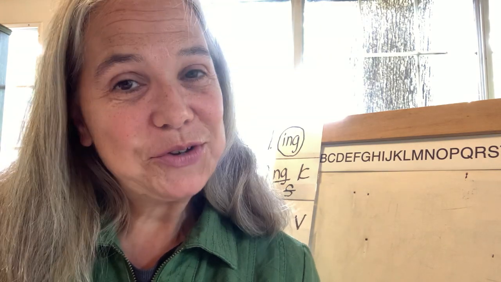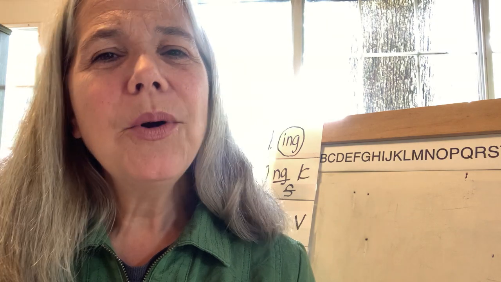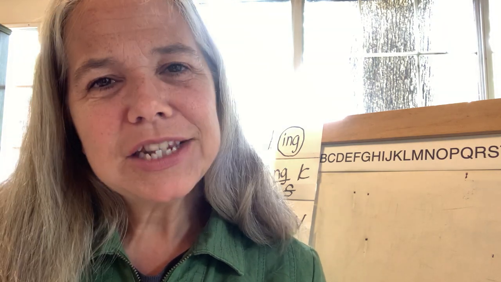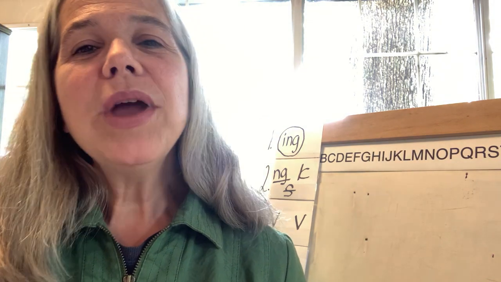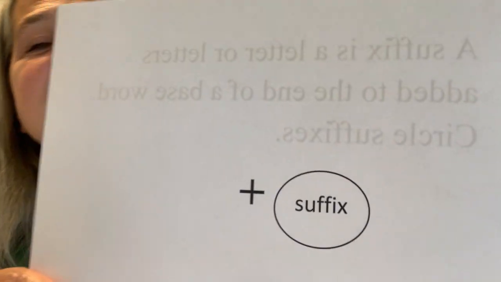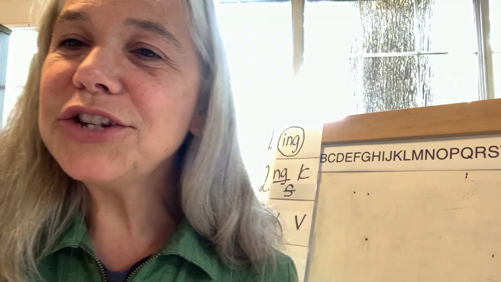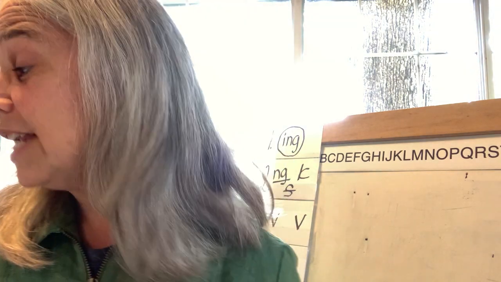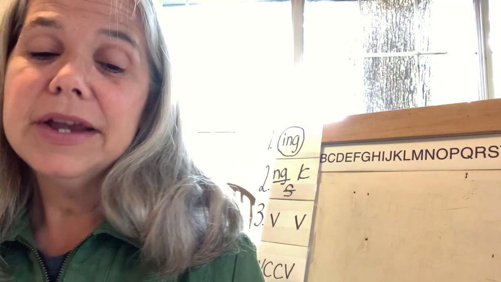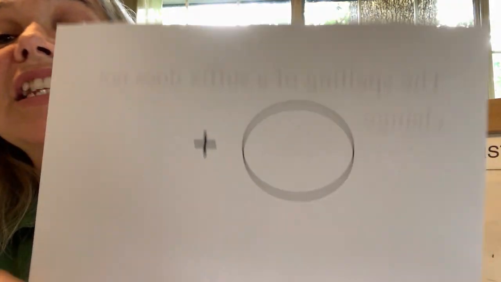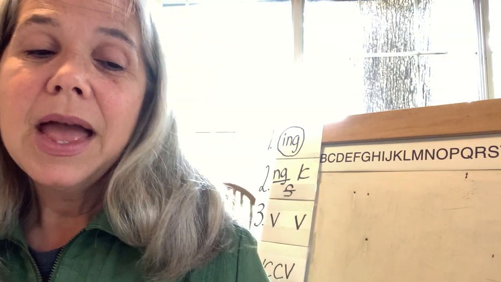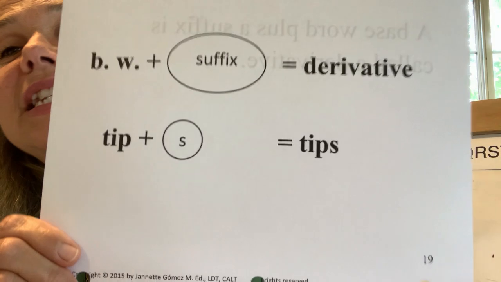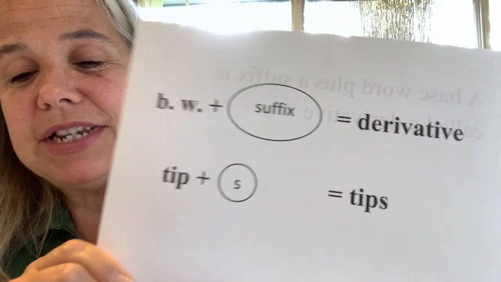Hello, let's review some concepts we already know. We know that a base word is a complete English word. We also know that a suffix is a letter or letters added to the end of a base word. And we know that the spelling of a suffix never changes. A base word plus a suffix is called a derivative.